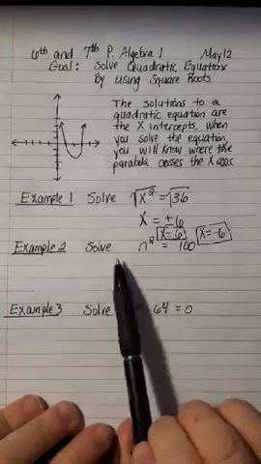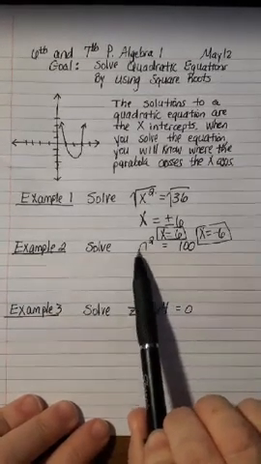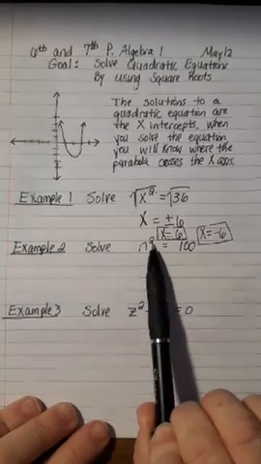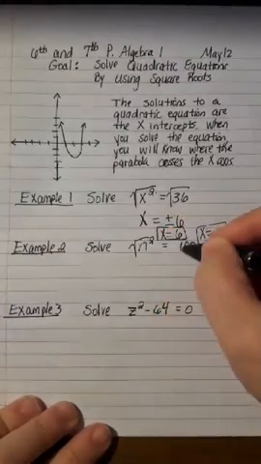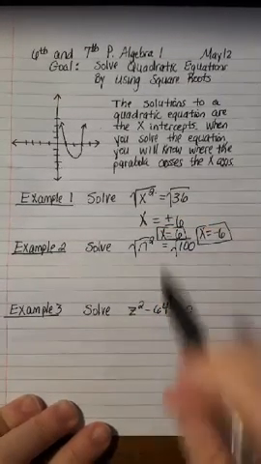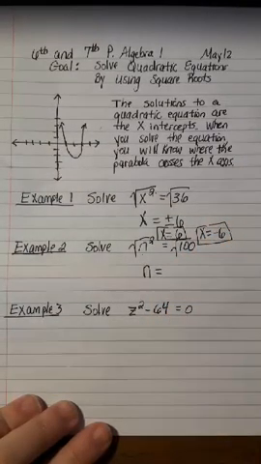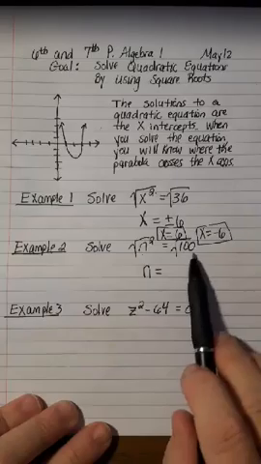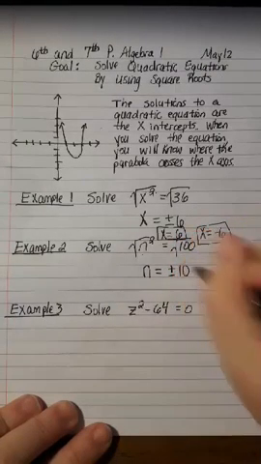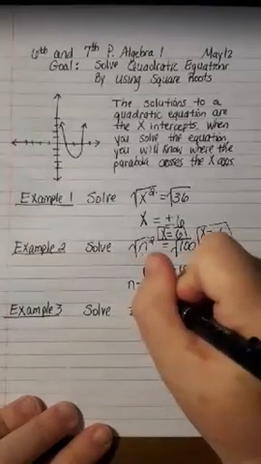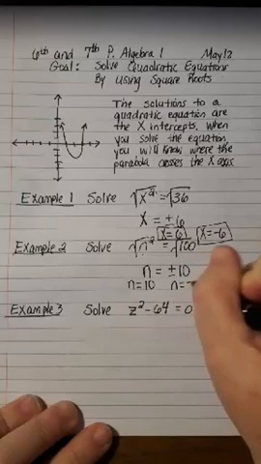Okay, example 2. Solve n squared equals 100. Again, we've got our variable by itself on this left side. We just have to get the little 2 to cancel out, so we have to take the square root of both sides. When you take the square root of n to the second, you just get n because it cancels the little 2 out. When you take the square root of 100, you get 10, but you have to put plus or minus 10. So that means your answer is n equals 10 or n equals negative 10.